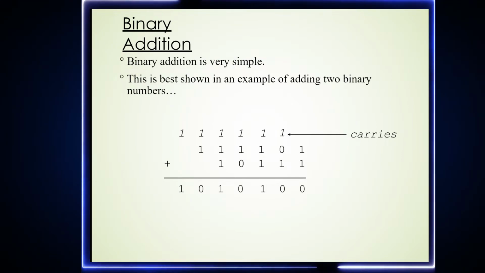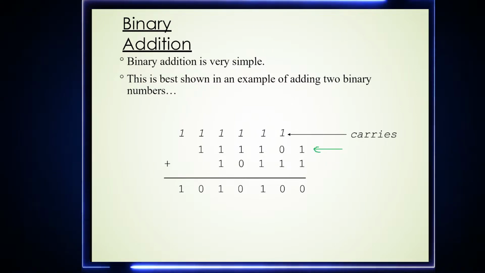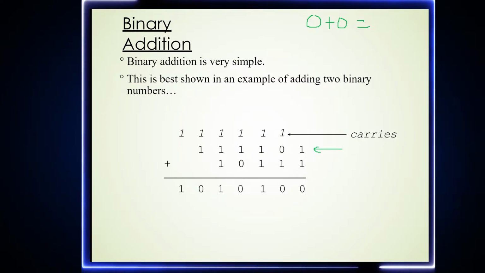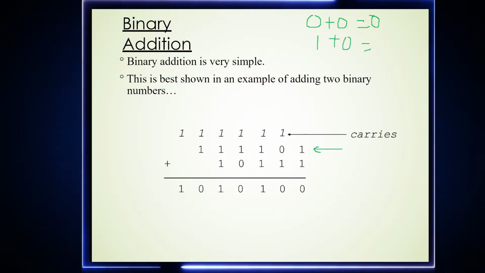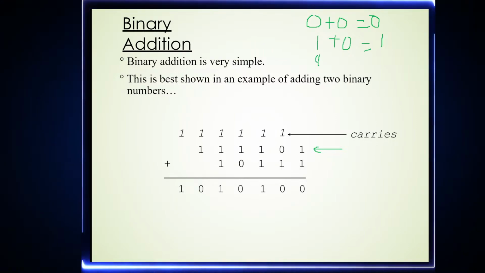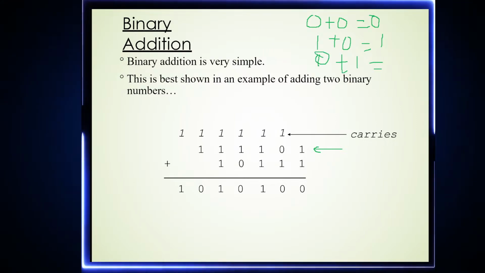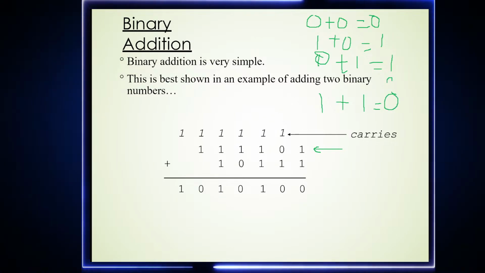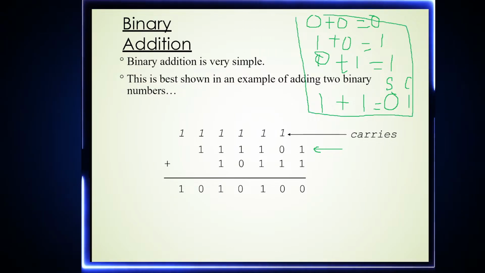Next is binary addition. Now it's very simple here. We have taken two binary numbers. Okay, before that, let me just draw a table over here. This is binary addition I'm showing. 0 plus 0 is equal to 0. 1 plus 0 is 1. 0 plus 1 is 1. And in case of 1 plus 1 in binary addition, the sum is 0 and carry is 1, right? So you can just remember this short table.